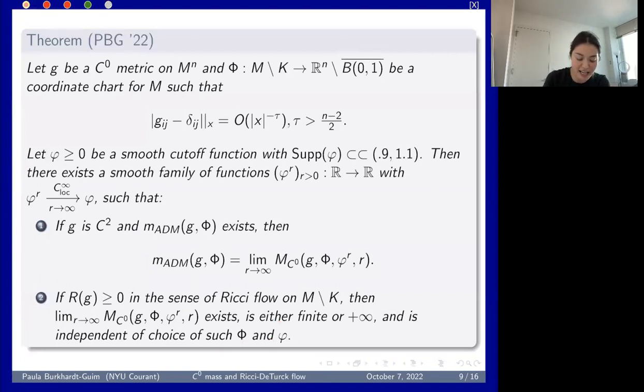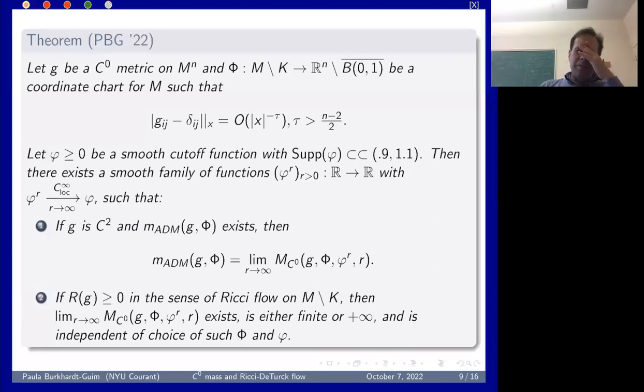There's also some finiteness condition that you can talk about for this mass that is analogous to having scalar curvature in L1, where you instead require basically that the scalar curvature of certain time slices of the Ricci-DeTurck flow are in L1. But I didn't fit it on the slide, so maybe I won't talk about it.